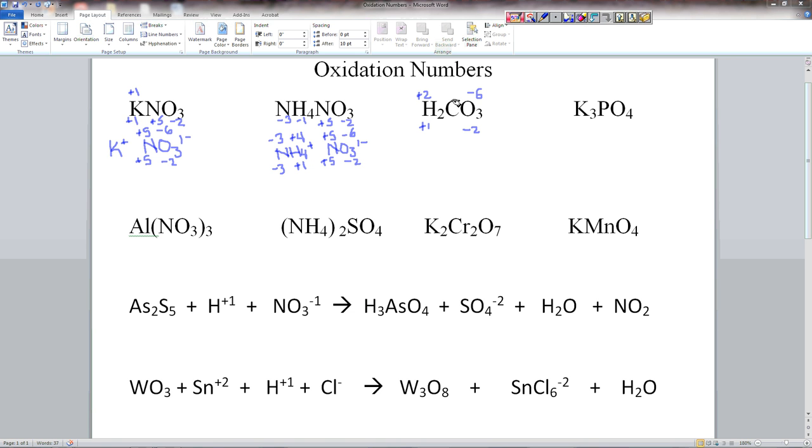So what does this carbon have to be in order to make the charges match up? Well, minus 6 plus 2 gives you minus 4. So this has to be a positive 4 to make the charges balance out. And you're done. Alright, same thing with this one.